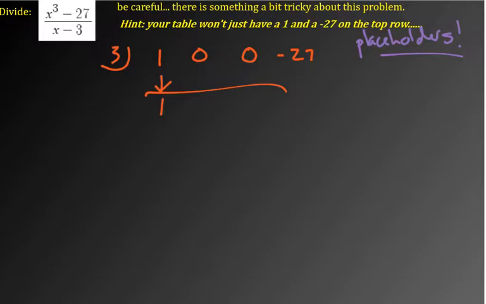And so then we just multiply and add, okay? We do 3 times 1, we get 3, and then we add 0 and 3, and we get 3. And then we do 3 times 3, we get 9, and then 0 plus 9 is 9. 3 times 9 is 27. Negative 27 plus 27 is 0.